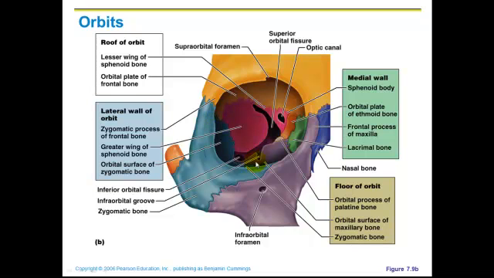The majority of the inferior-lateral wall is formed by the zygomatic bone, as well as the roof being formed by the frontal bone.